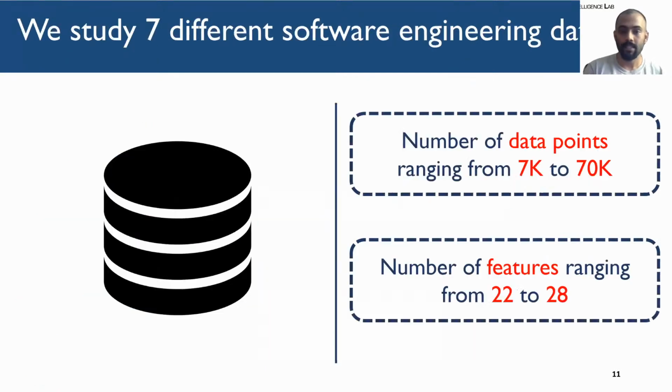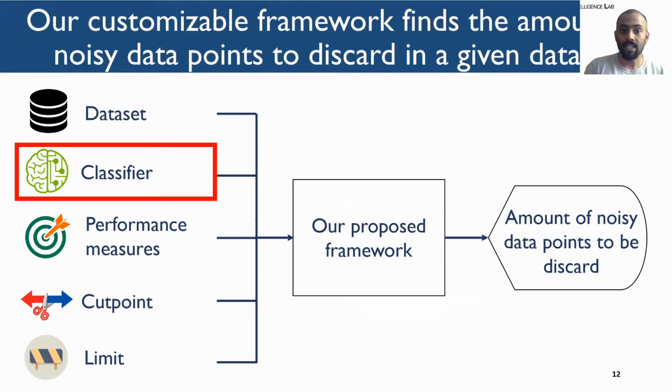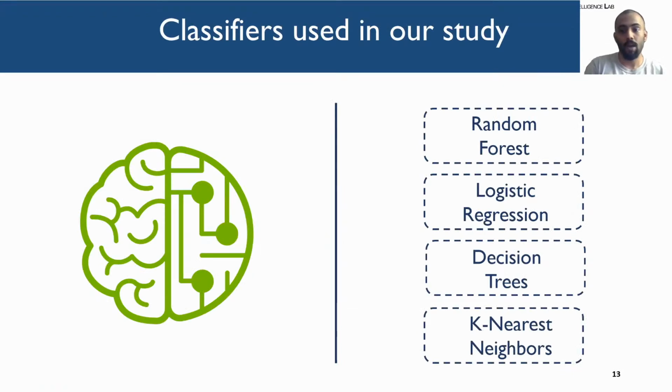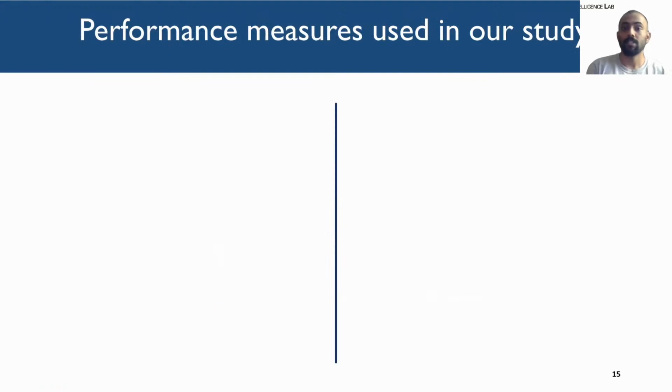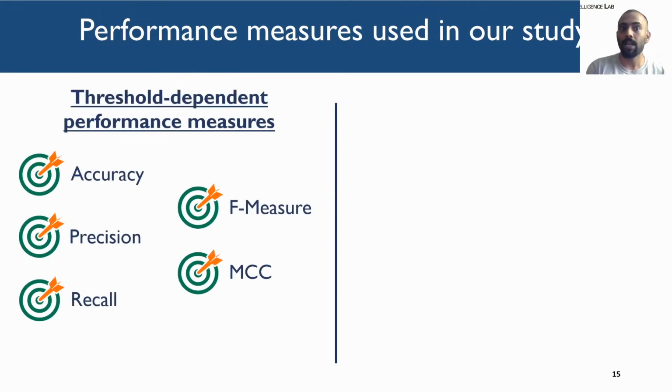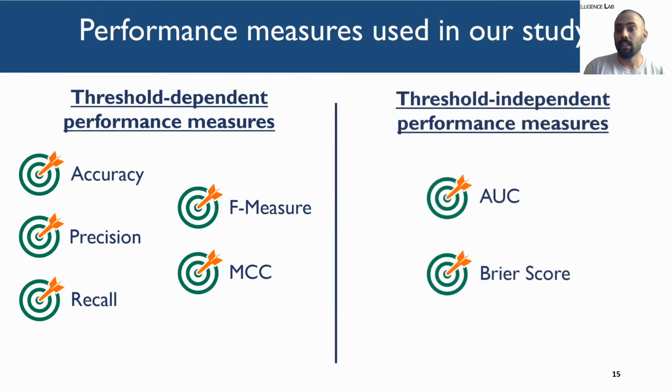So for data sets, we use 7 different software engineering data sets with data points ranging up to 70,000 and the number of features ranging up to 28. And for classifiers, we chose 4 commonly used classifiers in software analytics. And for performance measures, we measured the impact in terms of both threshold-dependent measures like precision and recall and threshold-independent measures, so as to get a balanced overview.